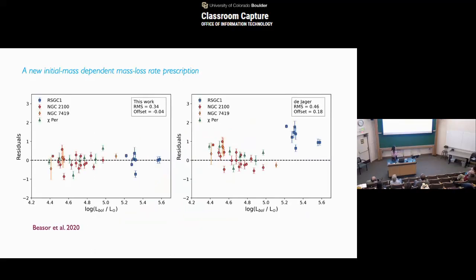So this just shows some residuals. This is our prescription on the left. You can see that the scatter is about 0.3. It's much lower than de Jager, which is about 0.5.